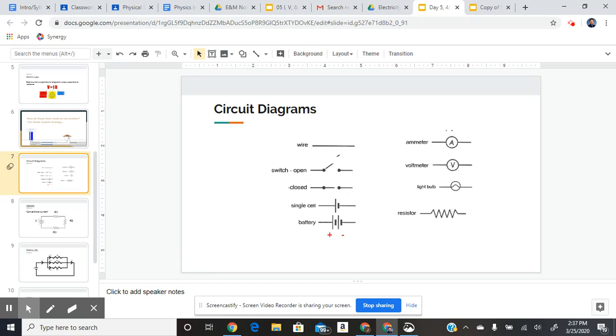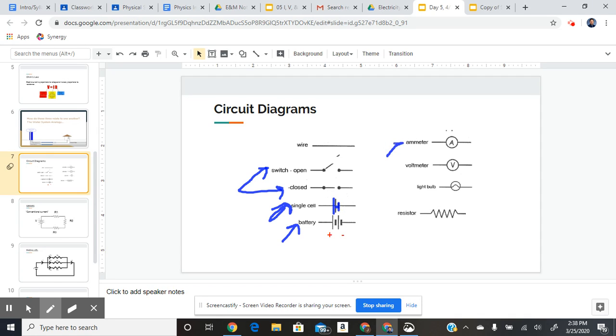So a straight line would just be a wire. Then these are switches. One of them is an open switch, one is a closed switch. Here we have batteries. If you ever see something like that, a short line and a long line, these are types of batteries.